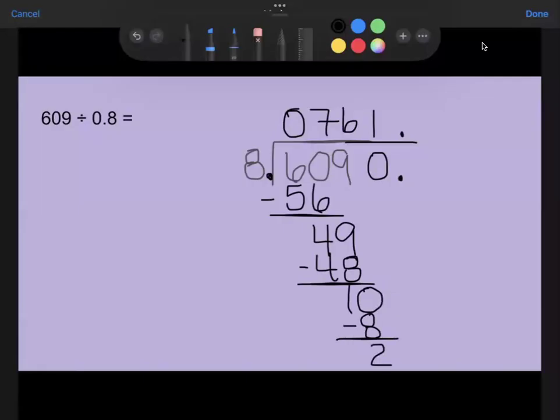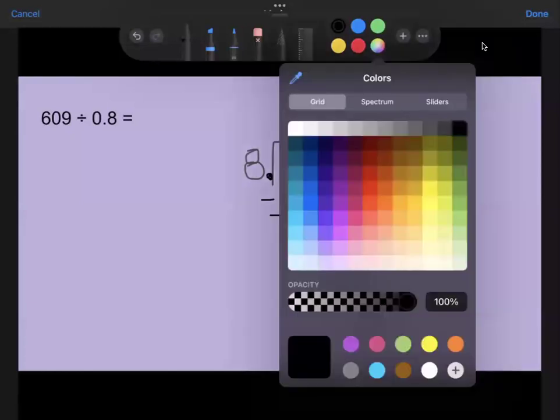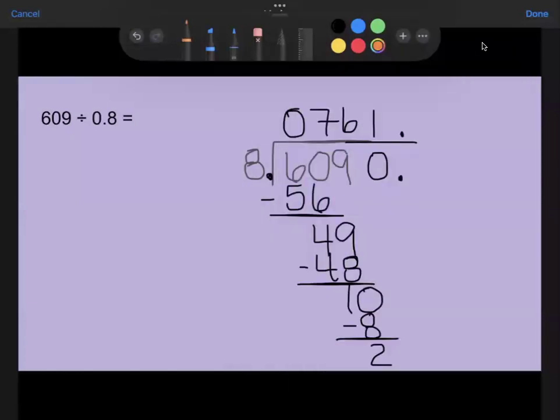Now I have no more numbers to bring down, but I still have a remainder, so I have to keep going. So I'm going to go ahead and add a 0, and I'm going to switch colors here so that it sticks out a little bit more when I write on the bottom of the screen. So I got to add a 0 here and keep going. 8 fits into 20. I'm going to say twice because that's 16. When I subtract it, I get 4 left over. Add a 0 to the remainder, and 8 goes into 40 5 times. And that's good because we're out of space, and that fits exactly.